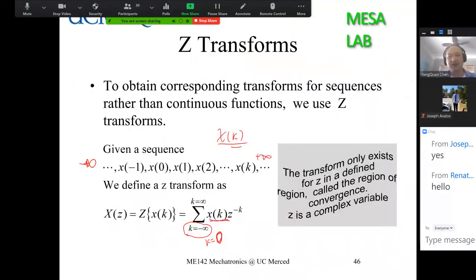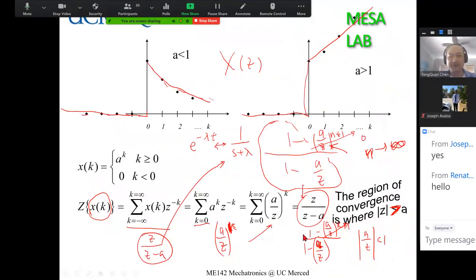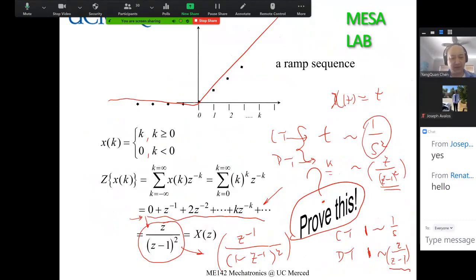So we used the definition here. You have a sequence, so it's from minus infinity to positive infinity. Then the Z transform, if it exists, converges. This may not converge, okay? So there's a domain of convergence, remember. In this case, we use a very simple step signal and try to solve that. We did this one. This is also called a discrete integrator. And then this is a decaying signal, so compare those to the low pass filter, okay?